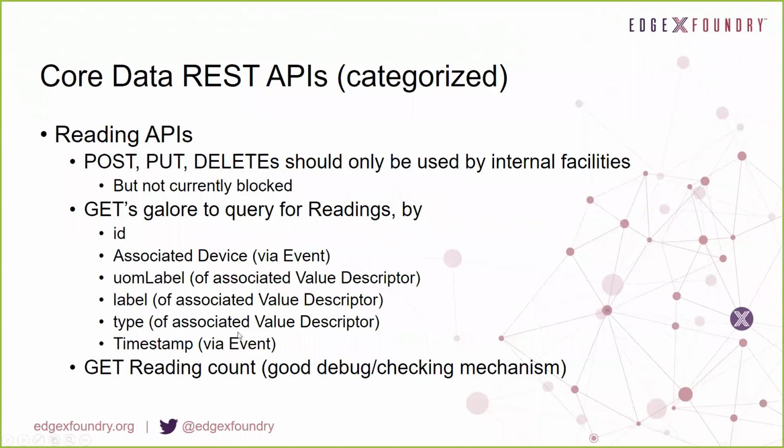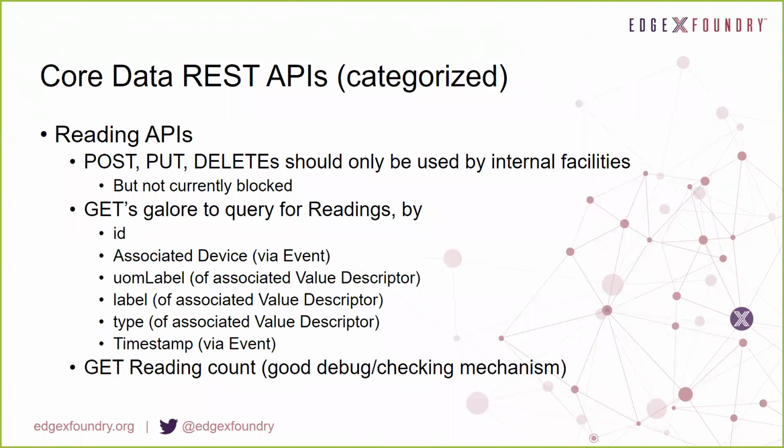We have APIs for readings as well. So again, remember, event has many readings. You could do a post, a put, or delete, but these are usually APIs, again, used only internally. We don't block them. That's something we might want to consider as we look going forward. What parts of the API should we really not provide access to?